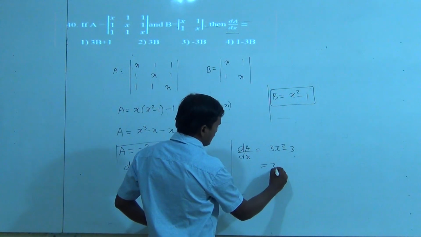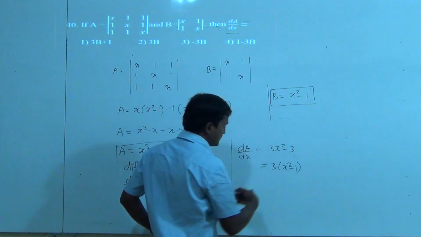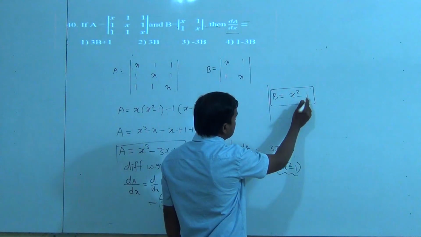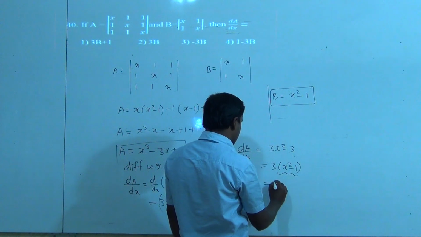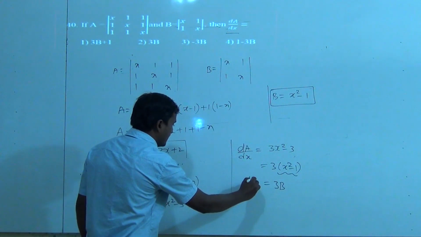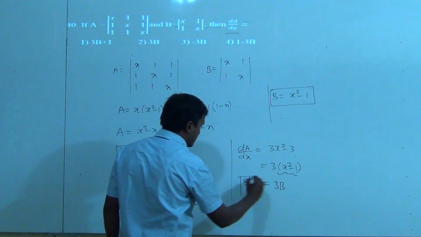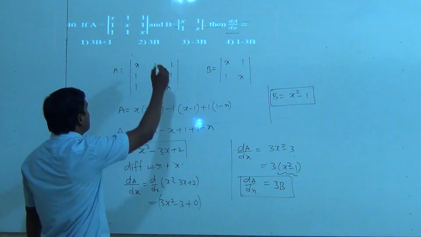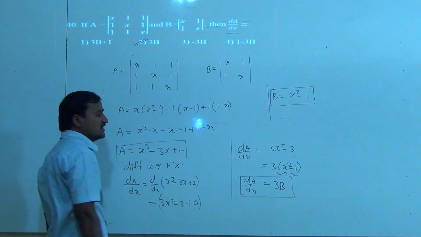Take 3 outside. So what are you getting? x square minus 1 you are getting. But what is the value of x square minus 1? x square minus 1 is nothing but B. So your answer is 3B. So clearly dA by dx is equal to 3B. So which option is the right one? So clearly the second option is the right one.